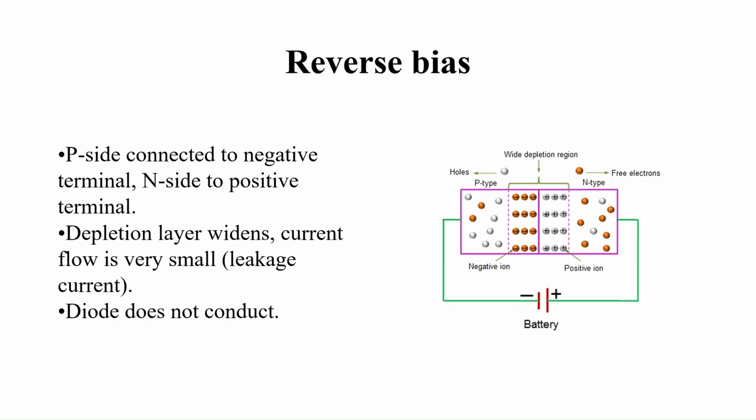Another type of biasing is reverse bias. Here the p region is connected to the negative terminal of the battery and the n region is connected to the positive terminal of the battery. Now, holes are attracted by the negative terminal of the battery and electrons flow towards the positive terminal. Only minority carriers are present inside the p region and n region. Due to this, the depletion region width increases, and the diode does not conduct.